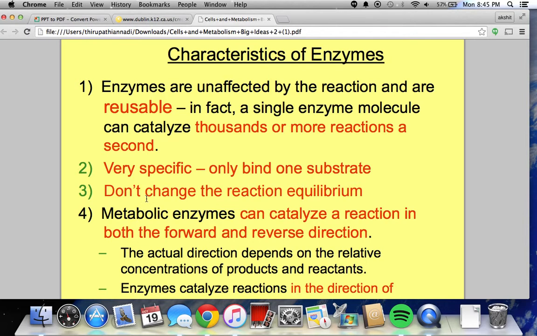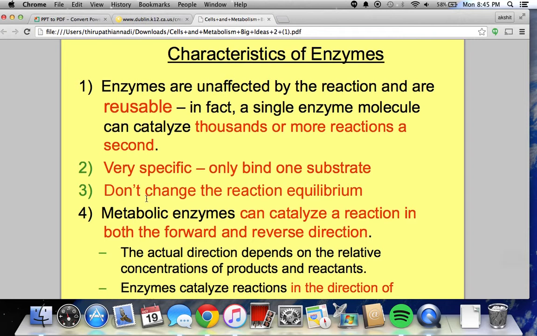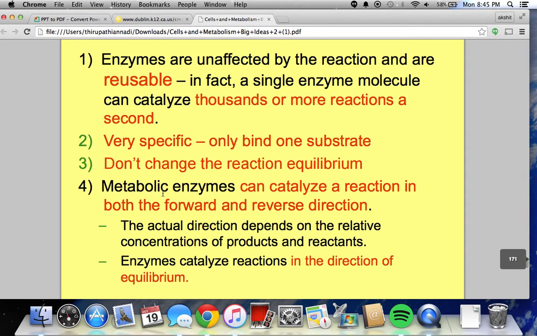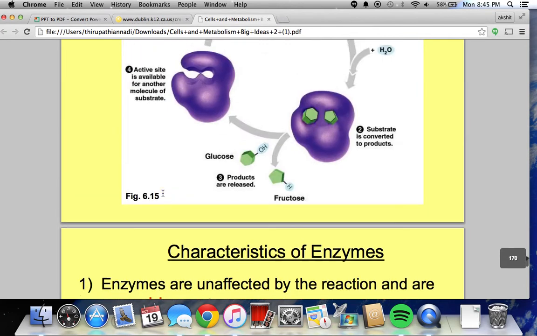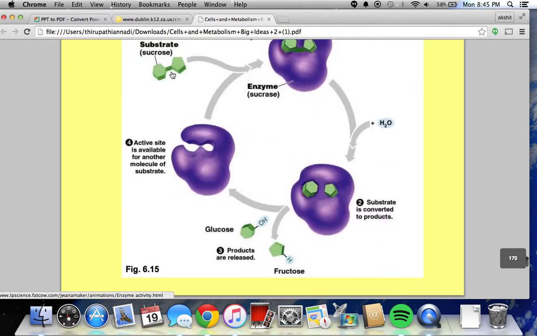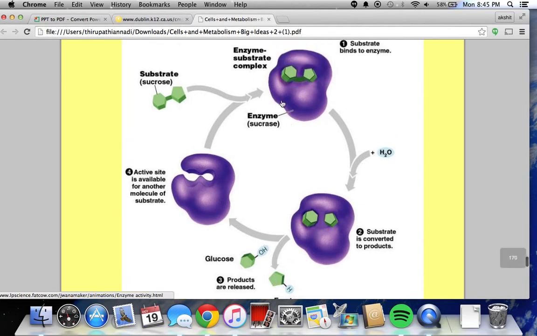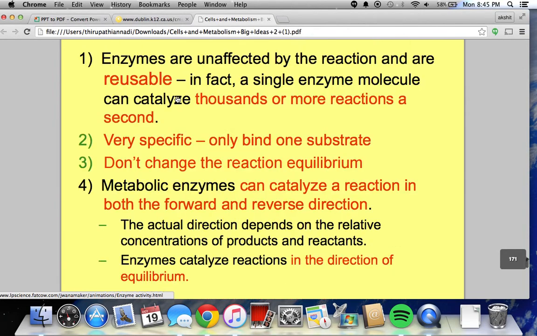They don't change the reaction equilibrium. So whenever the reaction was going to stop before because something runs out, it's going to stop even with the enzyme. It just might stop sooner or later than it would have without the enzyme. And these enzymes can do both the forward and reverse reaction. So in this case, it could split up the molecules, or the two molecules that are the smaller parts could go in the enzyme and make the big molecule. It can happen both ways.